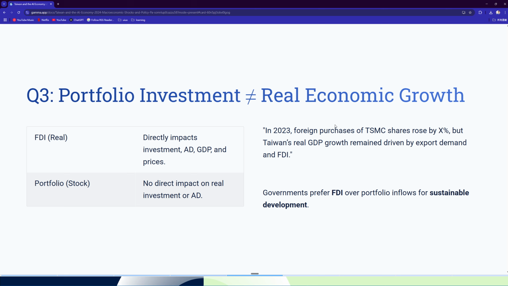This is a portfolio investment, not a real investment. It does not directly affect aggregate demand, GDP, or price in the short run. Might signal market confidence, but no immediate microeconomic effects.